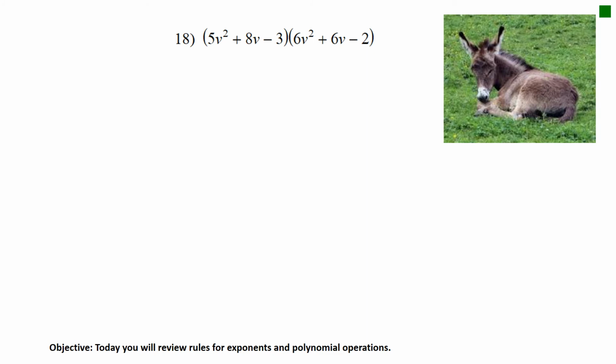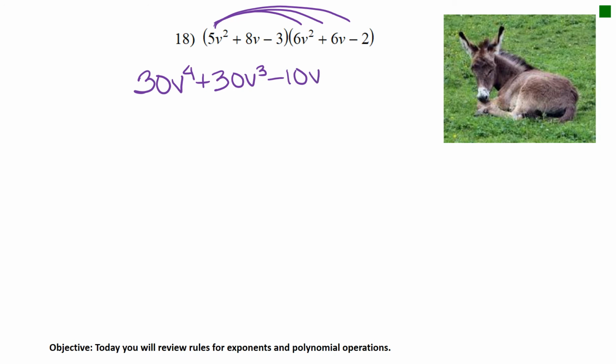Last slide, guys. Look, see, he's ready for his nap. Big extended distribution. 5 times 6 is 30. There's 2v's plus 2v's. That's 4v's. 5 times 6 is 30. 2 plus 1 is 3v's. 5 times negative 2 is negative 10 with just the 2v's. 8 times 6 is 48, and there's 1 plus 2 more 3v's, so I'm going to put them in the v cubed column. 8 times 6 is 48, 1v, 2v's, so it's going in the v squared column.